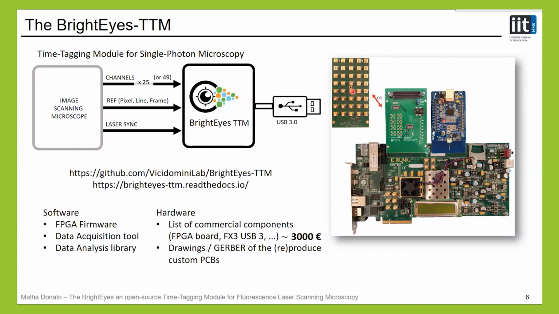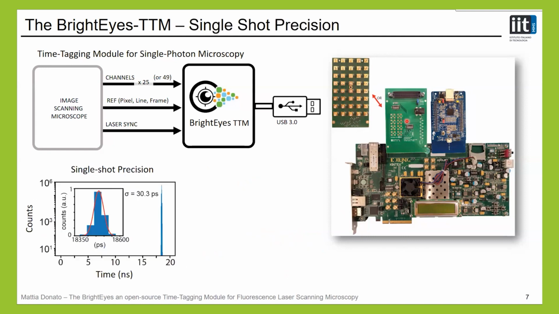For example, here we have one that is a TTL solution and the other one that is an LVDS solution. One of the first tests that we did with the BrightEyes-TTM was the so-called single shot precision, which consists of feeding one channel of the BrightEyes-TTM with a signal strictly synchronized with the laser. The histogram that you obtain is a really narrow Gaussian that, if you fit it, has a sigma of 30 picoseconds.